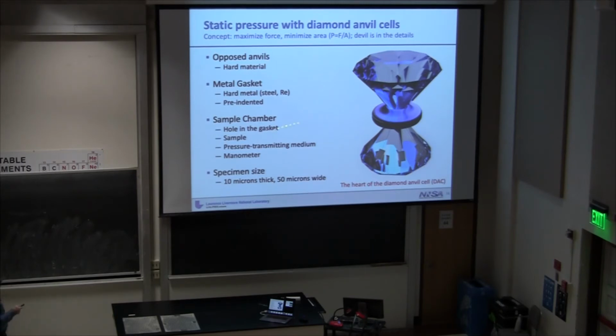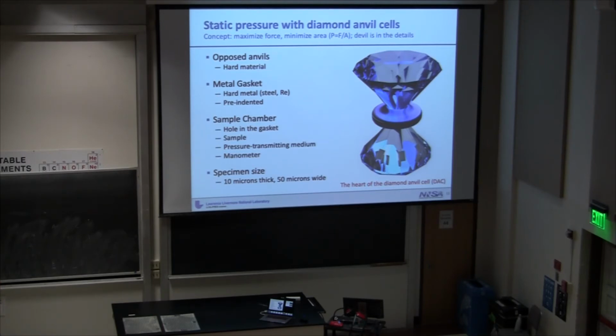Put the sample in there, we put a pressure transmitting medium. Sometimes the sample can be its own pressure transmitting medium. For example, if you're interested in studying neon, just put neon in there, that's fine, it's great. It's a pretty good fluid. And we also put a manometer. So a manometer is a nice fancy word for a pressure measurer.